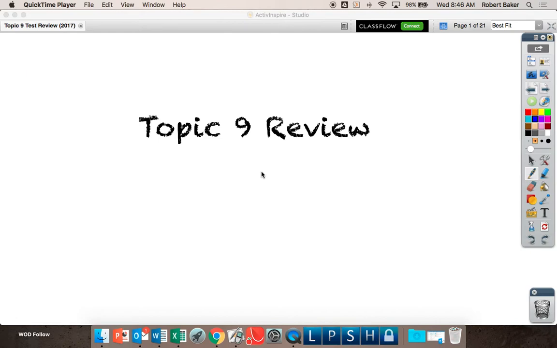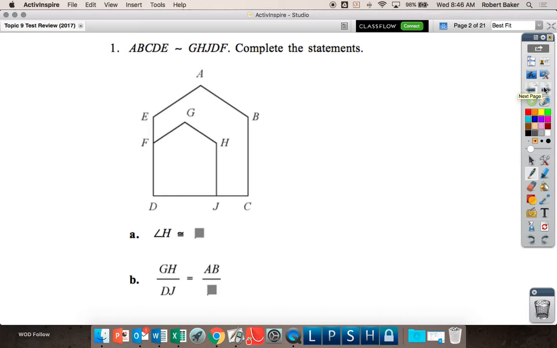All right, so topic 9 review. We'll start each problem and let you guys finish through it. It tells us in this scenario that shape A, B, C, D, E is similar to shape G, H, J, D, F. It just wants you to complete the statement. So what am I looking for here? Not really what is the answer, but what kind of geometric figure should the answer look like? Should it be an angle or a line segment?